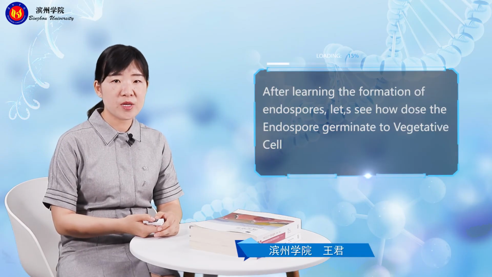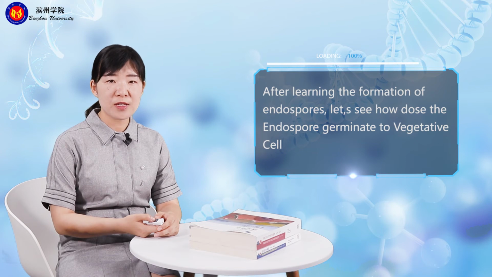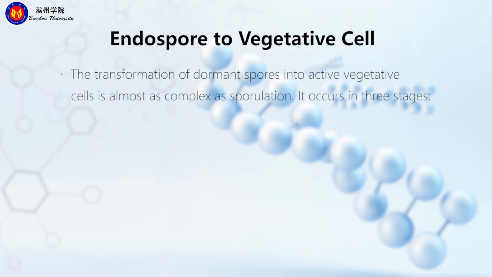After learning the formation of endospores, let's see how the endospore germinates into a vegetative cell. The transformation of dormant spores into active vegetative cells is almost as complex as sporulation. It occurs in 3 stages. The first is activation. The second is germination. And the third is outgrowth.